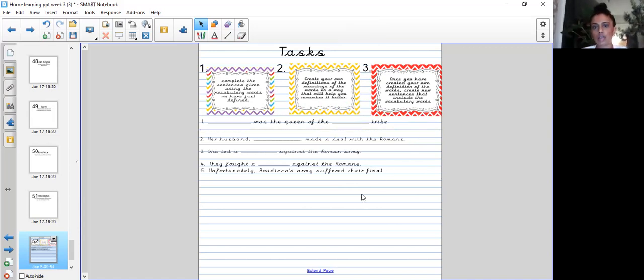Task number 2 is to create your own definitions of the meanings of the words in a way that will help you to remember them. Like what we often do in our classes, we find the definition out, write it in our own words and put a symbol next to it to help us remember exactly what that word is. Once you have created your own definitions, you can create sentences to include the vocabulary words. That would be your extension task if you would like to complete that.